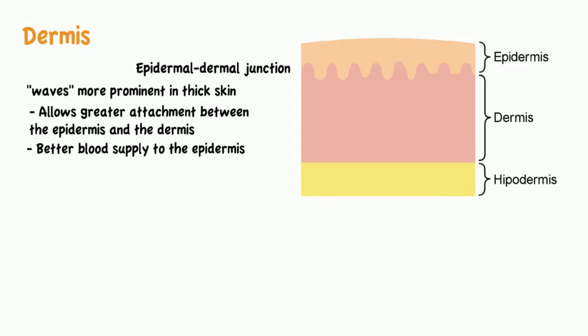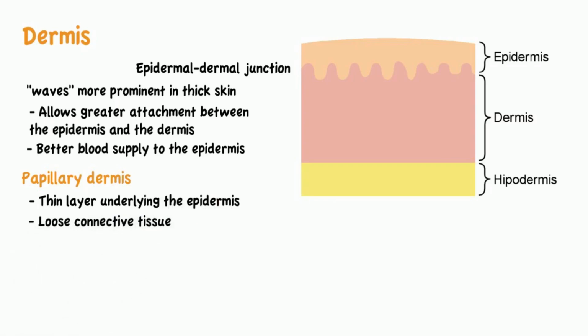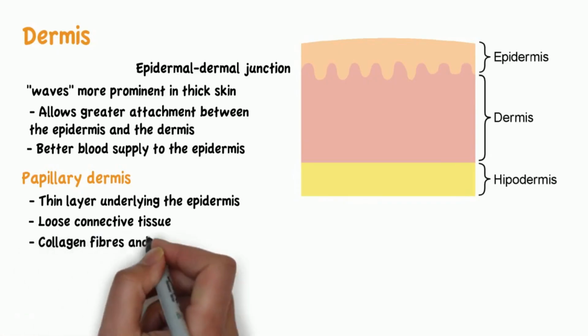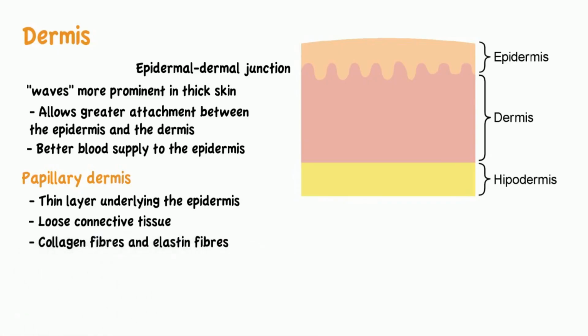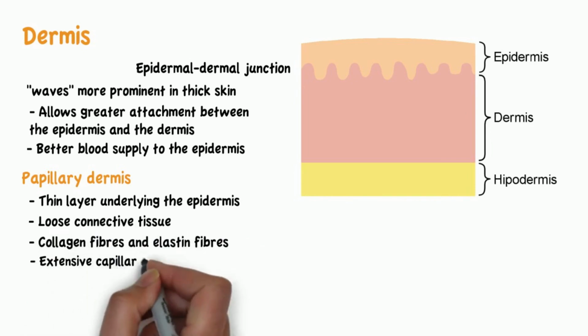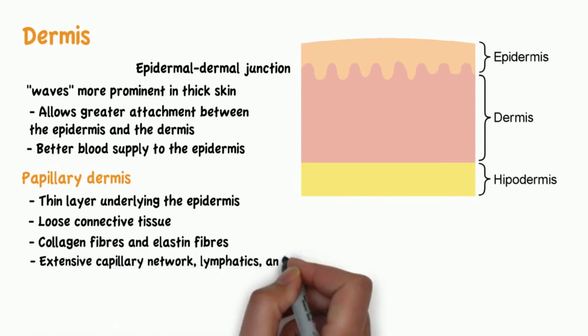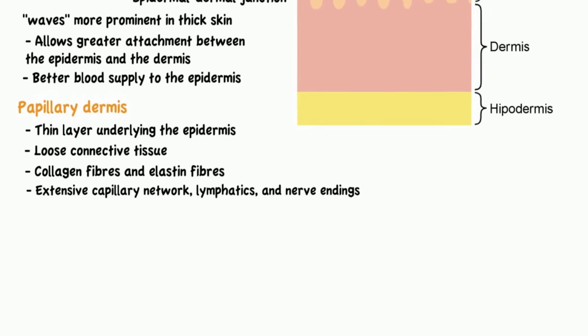The dermis is divided into two. The papillary dermis, which is a thin layer underlying the epidermis, is composed of relatively loose connective tissue made up of collagen fibers and elastin fibers. This layer contains an extensive capillary network, lymphatics, and nerve endings.